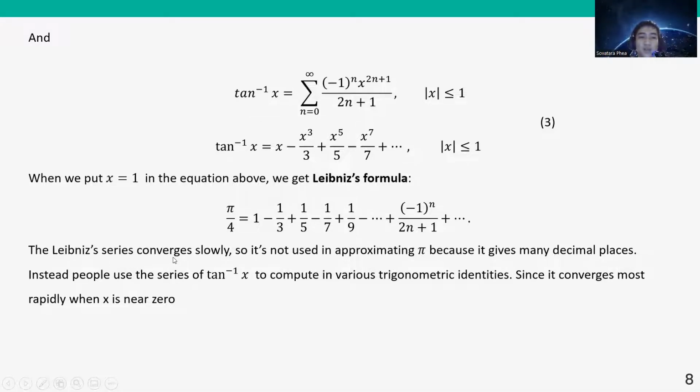And the Leibniz series converges slowly, so it's not used in approximating pi because it would need many terms to give many decimal places. Instead, many people use the series of arctangent x to compute with trigonometric identities, since it converges most rapidly when x is near 0.